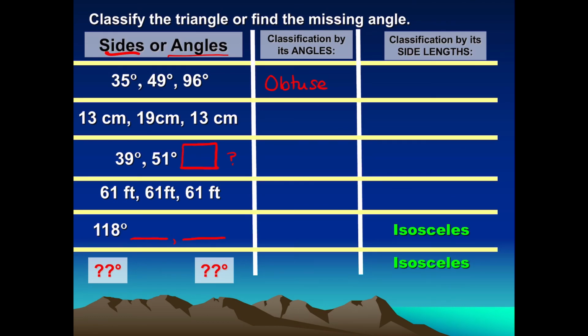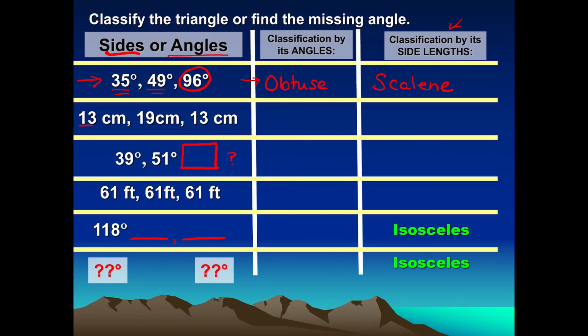Now 35, 49, and 96, that has one angle in it that is obtuse. So I wrote down that's an obtuse triangle. Now classifying by its side lengths, you might think, well, we're not given side lengths, we're only given angles, but that's enough information to figure it out. If you notice all the angles are different, so you can guarantee all the side lengths are also going to be different. So that's a scalene triangle for sure.